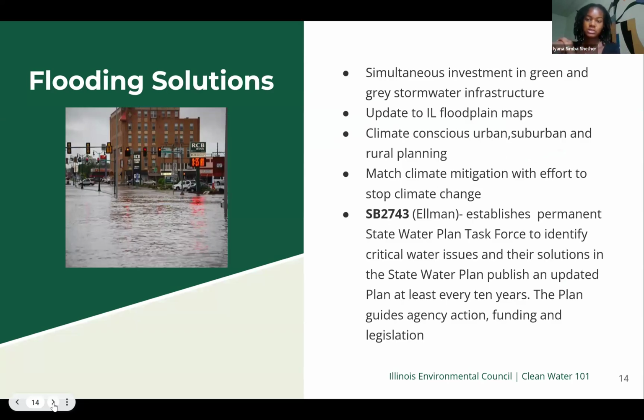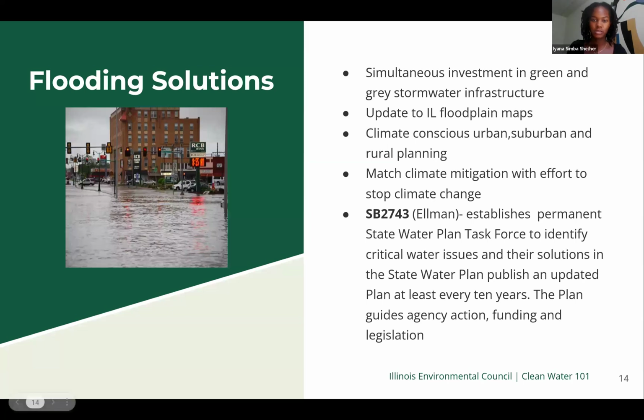As far as some solutions, we need to invest in both gray and green infrastructure. Building more pipes is great and wonderful, but we also need to think about strategically using what nature has provided us. So thinking of how do we not only plant more trees, but how do we protect trees, these large mature trees that can soak up water? How do we plant native plants strategically? Things like that, updating the Illinois floodplain maps, and then just being more conscious in our planning. Where are we putting non-porous surfaces? How can we have more green space incorporated wherever there's new development?